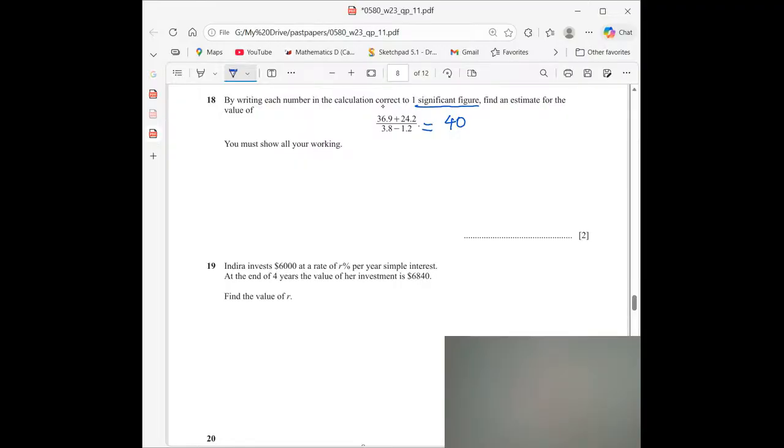The one significant figure number closer to 24.2 is 20. So they will be added, right? And 3.8, the one significant figure number closer to this is 4. And 1.2, the closer one significant figure number to 1.2 is 1. So you can see that 40 plus 20 is 60, divided by 4 minus 1, which is 3, and the answer is 20. So that we have to write here.